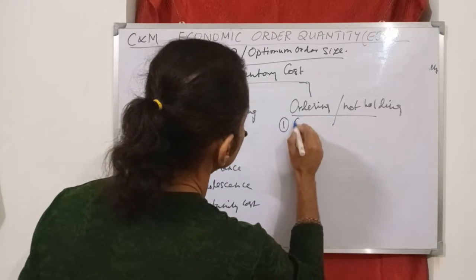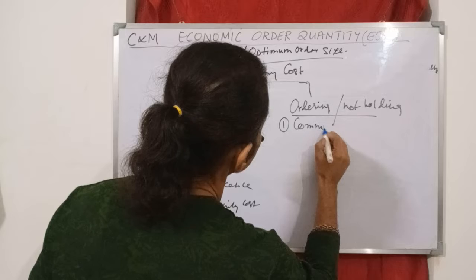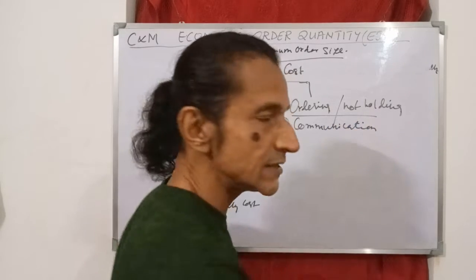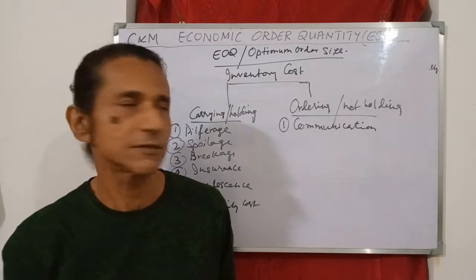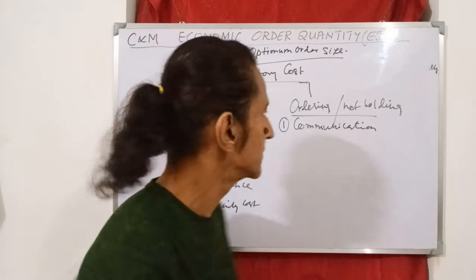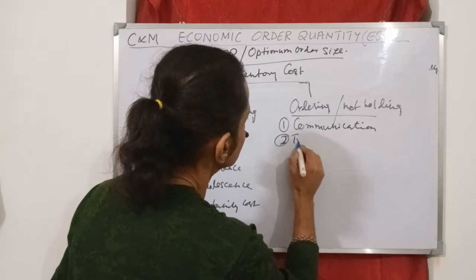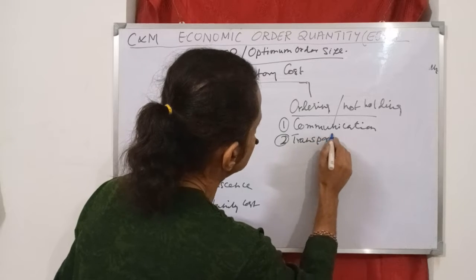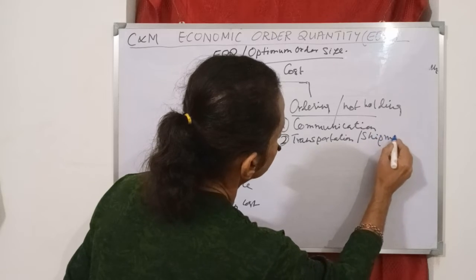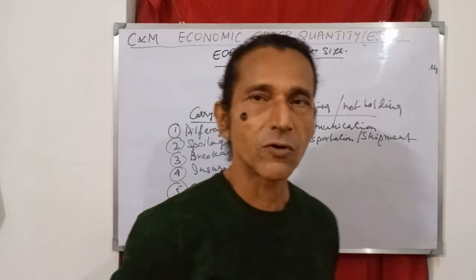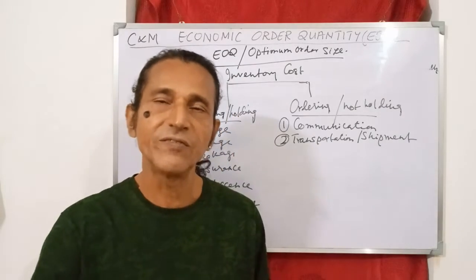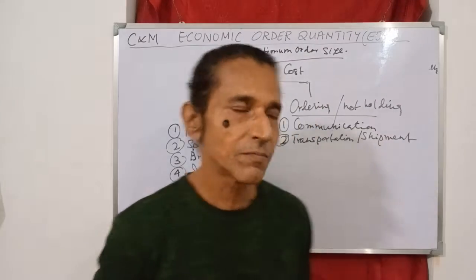Number 1, communication. The more the number of orders you place with the suppliers, the more is the communication. That means more communication cost. Number 2, transportation. Shipment. The more the number of orders, the more is the shipment cost, the more is the transportation cost, because every time you have to take the shipment. Unloading cost.